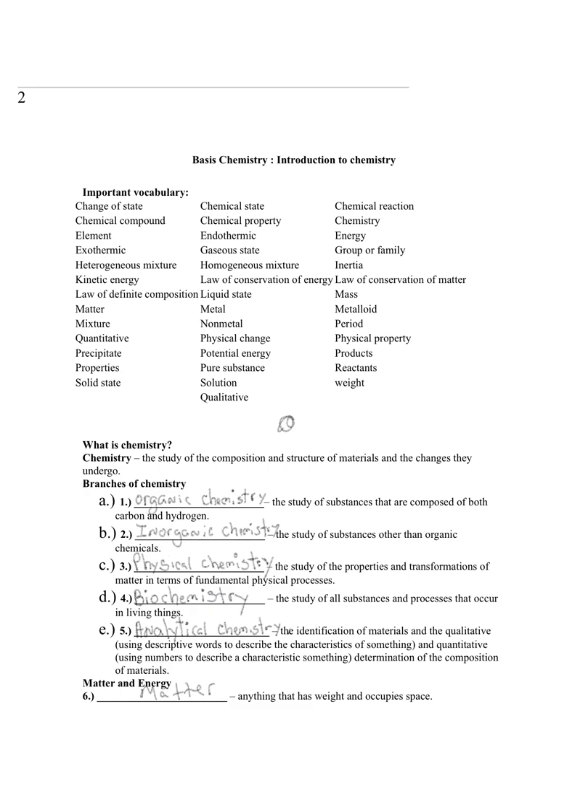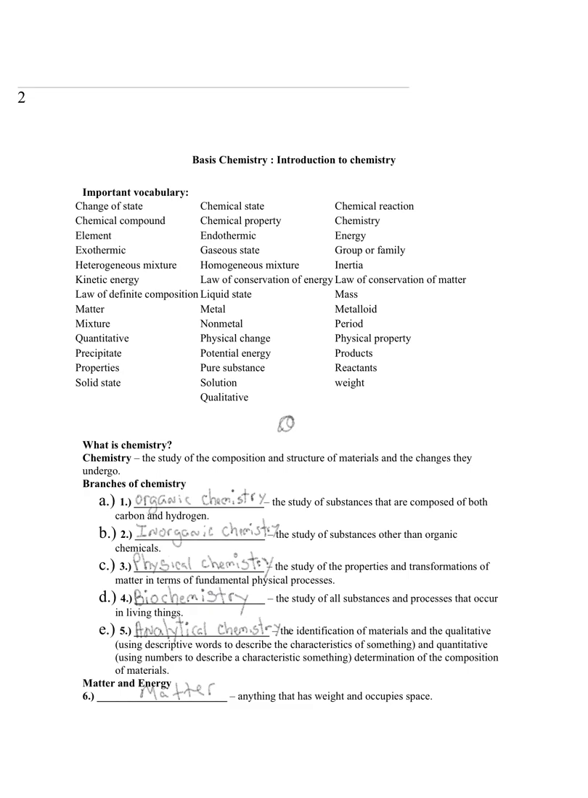Number 1, organic chemistry. This is a study of substances that are composed of both carbon and hydrogen. An example of an organic compound is blood glucose, which is C6H12O6. So it's carbon, hydrogen, oxygen. That would be an organic compound.